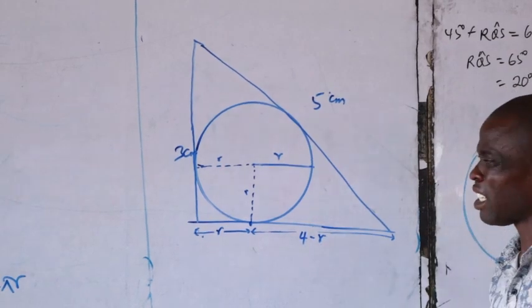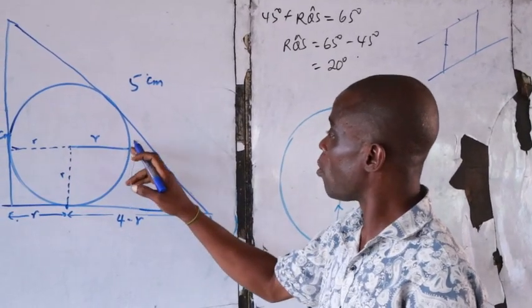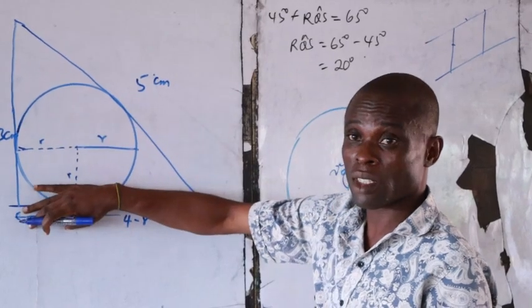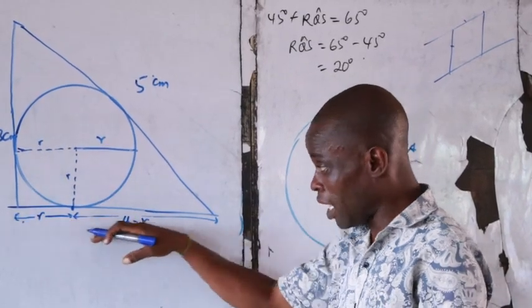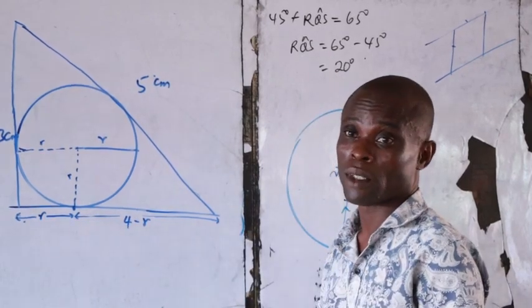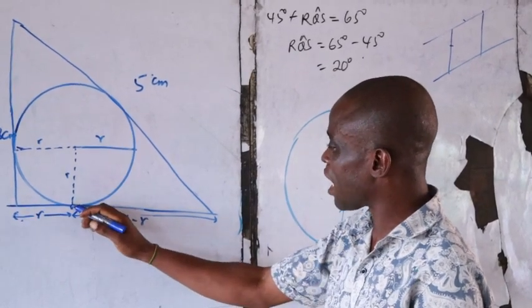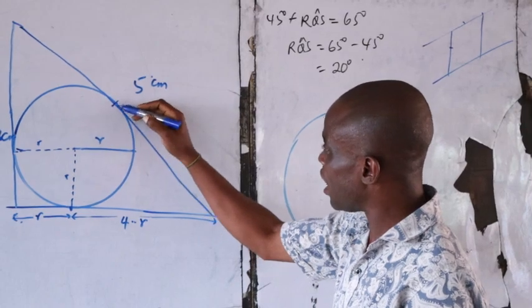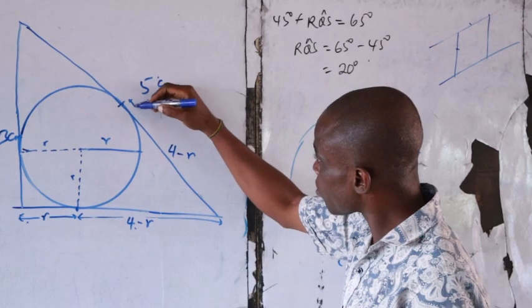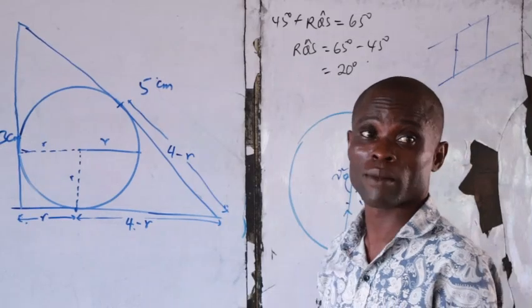Do you know that? The full length is 4. From here to here is R, which is equal to this. So if the full length is 4 and from here to here is R, the remaining one is 4 minus R. Are you with me? Yes, sir. This is a tangent. This is also a tangent. This is 4 minus R, this is also 4 minus R. They are equal. That's what I explained there.